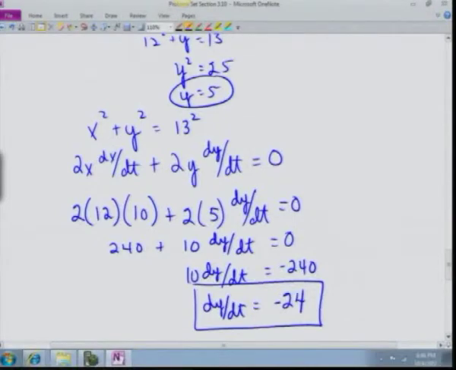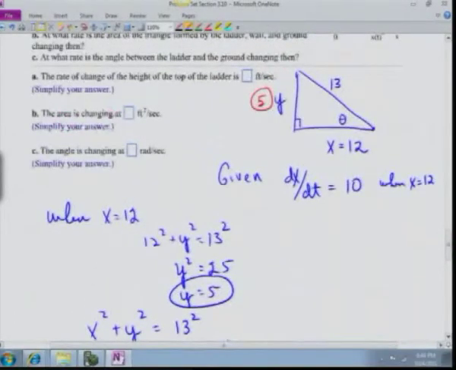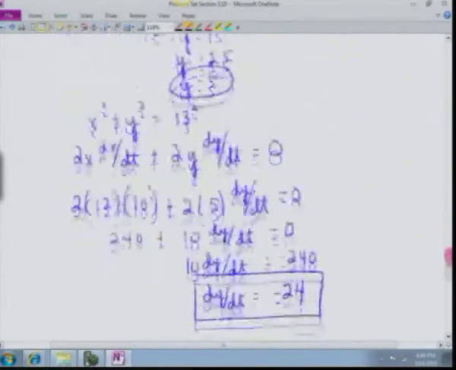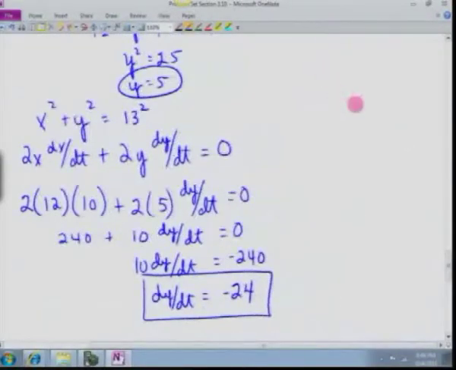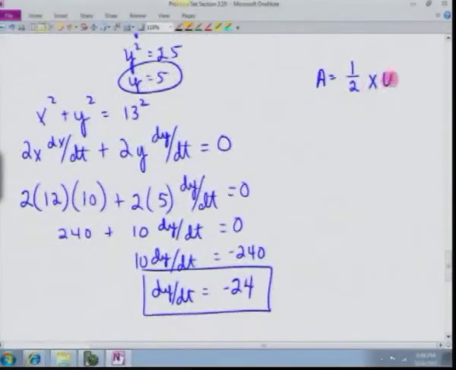Okay? What was the next part? What did the B part say? The area. How's the area changing at that time? So let's go right here and talk about the area. What did we say the formula was? 1/2 base times height. Well, what's our base? x, y. So let's just write 1/2 x y. Okay, so we have to take the derivative. dA dt equals 1/2. I'm just going to put the 1/2 on the outside.